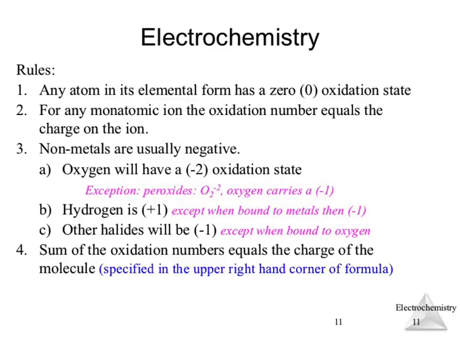So what are we looking for? The number of our atom times the oxidation number of said atom, plus the number of the atom times the oxidation number on our atom. And then that would then equal the overall charge.